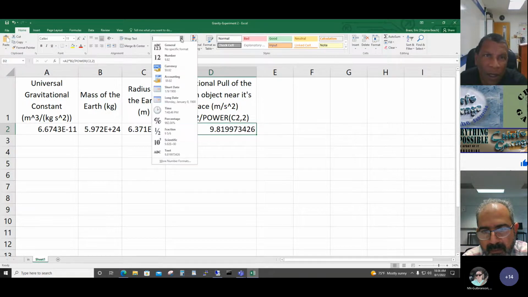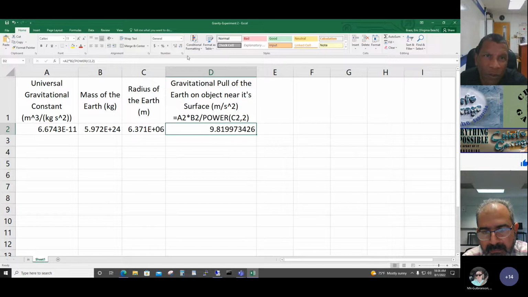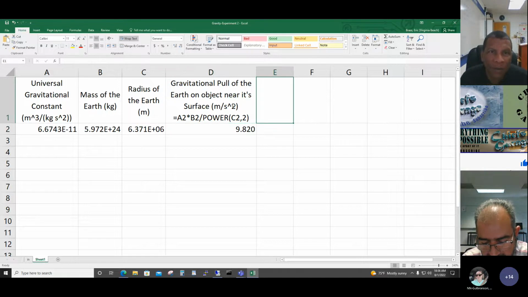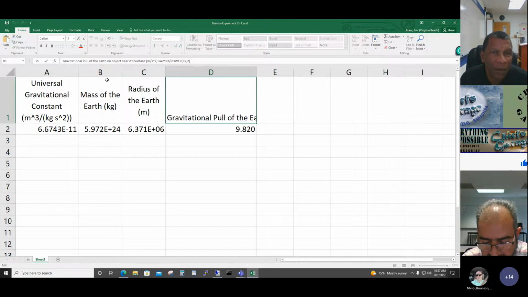So now let's reduce this to 4 significant figures, which is the 9, the 8, the 2, and the 0. The 0 is significant because it comes after, so it says that we can measure down to that point. All right. So now this is the gravitational pull. I'm going to say this is our theoretical version.